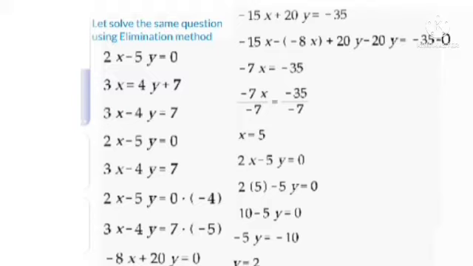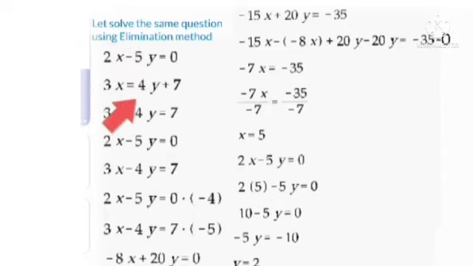So the basic thing you need to understand about the elimination method is, in order to solve using the elimination method, the coefficient, which is what is in front of either x or y, the coefficient of the dependent variable has to be equal. So this is the coefficient of y here in equation 1, and this is the coefficient of y in equation 2.